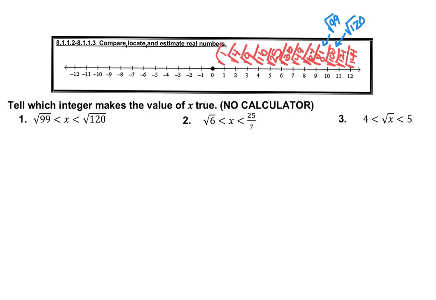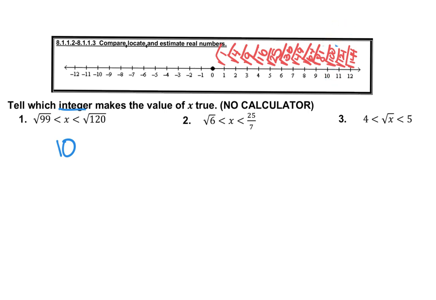So it wants the integer, remember positive or negative whole number, that is going to be between the square root of 99 and 120. And notice right here, 10 is the integer that's between those two values. Now this next one we have, let me just erase this here real quick.